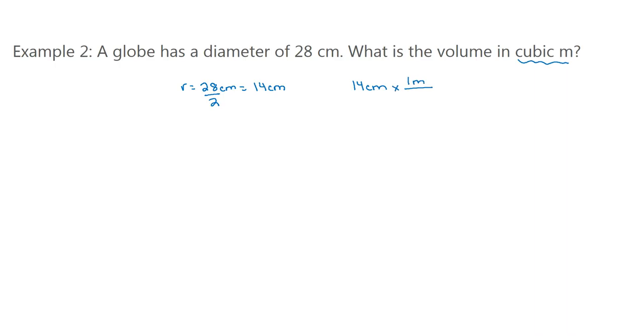So we'll multiply it by 1 meter over 100 centimeters, so those units can cancel. Now 14 divided by 100 is 0.14. So that's the radius that I'm going to plug into my formula here. So I have 4 times pi times 0.14 cubed all over 3. And I get a volume of 0.011 cubic meters. So that is the volume of the globe.